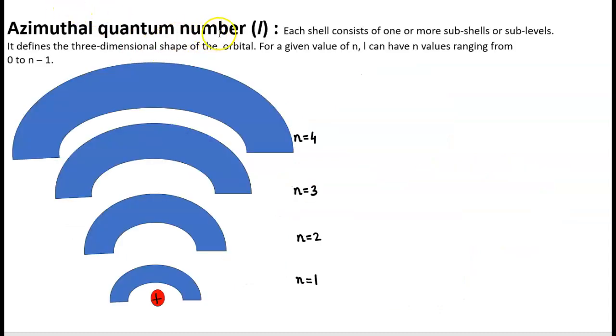Now we'll come to the azimuthal quantum number. Okay, so the azimuthal quantum number talks about the subshells. The subshells which I have told you earlier, that in these main energy levels there are present various subshells. So the azimuthal quantum number defines in which subshell the electron is actually present. Of the many subshells present in this shell, where the electron is basically present is given by the azimuthal quantum number, which is denoted by the letter L.